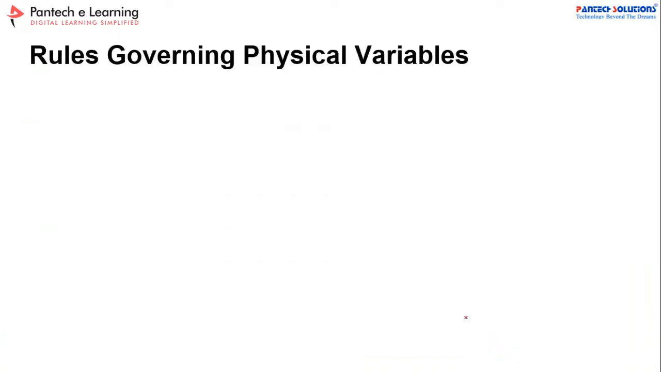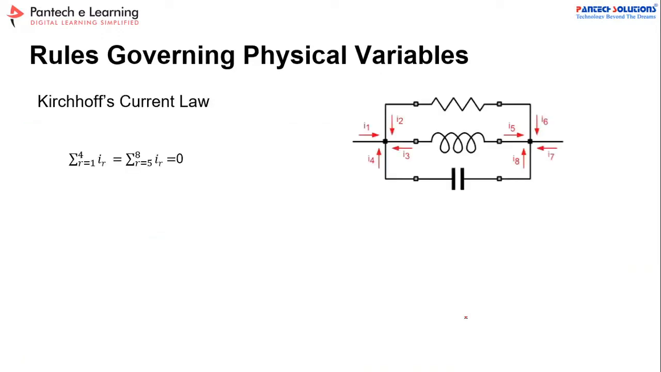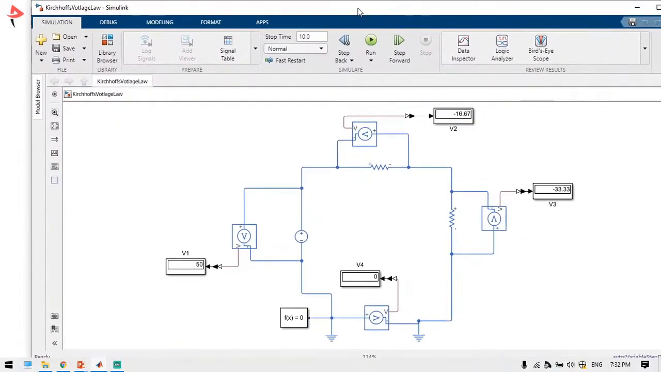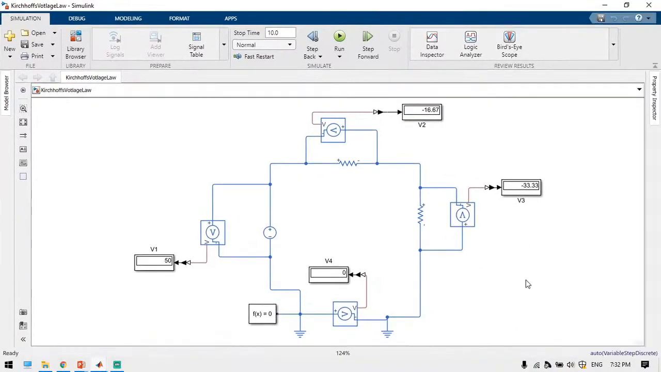So now the entire Simscape environment is working under Kirchhoff's voltage law as well as Kirchhoff's current law. I have two basic demonstrations. See here, this is Kirchhoff's voltage law. In a particular loop, the summation of all the voltages will be 0, right? Is it clear? The summation of all the voltages will be 0.